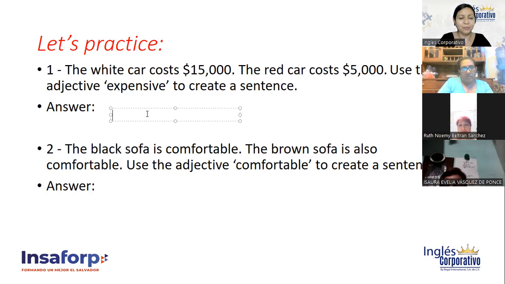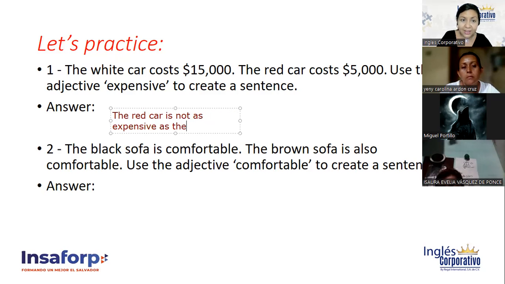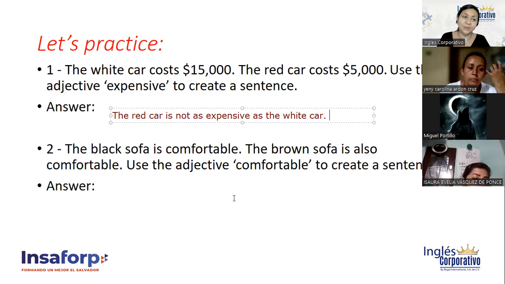Okay, let's go little by little. First, the subject, right? The red car. The red car is not as expensive as the white car. Exactly. Okay, remember the structure. The red car is not as expensive as the white car, because the white car is more expensive. Or we can say the white car is not as cheap as the red car.